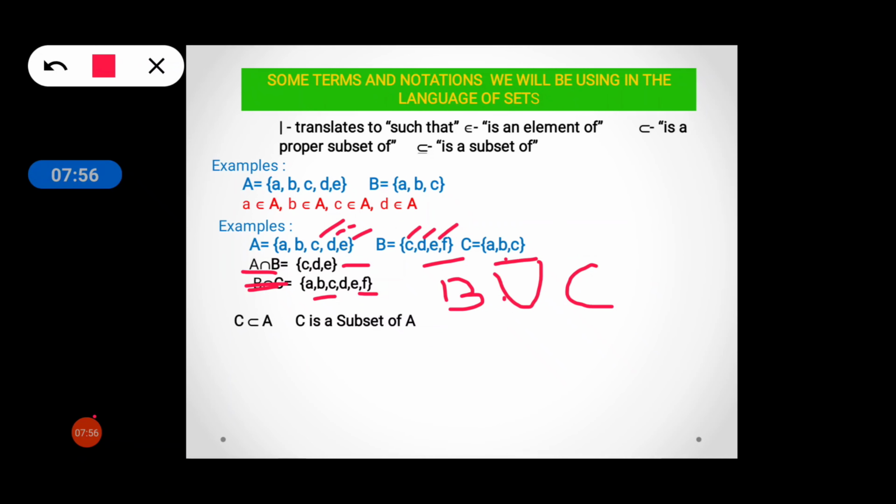We have also here, C is a subset of A. By the way, this is a proper subset, since all the elements of C, which are A, B, C, are found in set A. Set A is A, B, C, D. As you can see, A, B, C is found in set A. So the members of set C are also members of set A. We call that C is a proper subset of A.